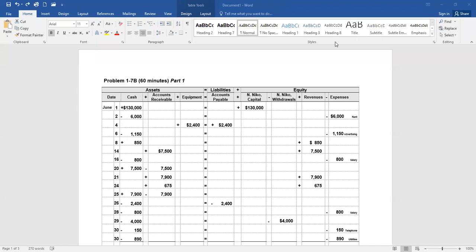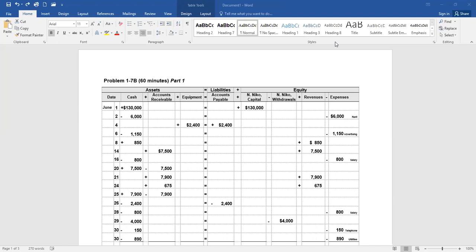Hi everyone, we are now going to review problem 17B in chapter 1. This is on pages 38 and 39 of your book. Remember, you should have tried this on your own and now you're just verifying how well you did on the problem. So we have here Nina Nico launched a new business, Nico's Maintenance Company, that began operations on June 1. The following transactions were completed by the company during that first month.